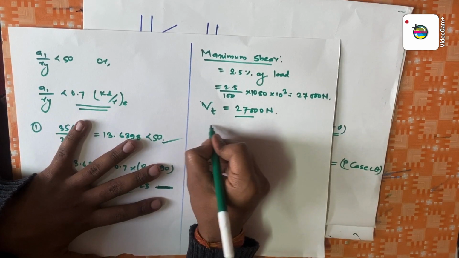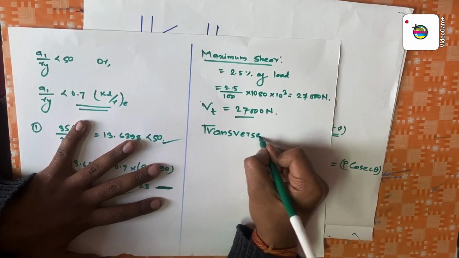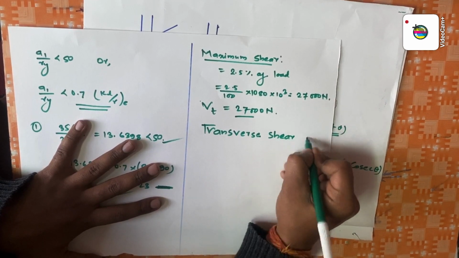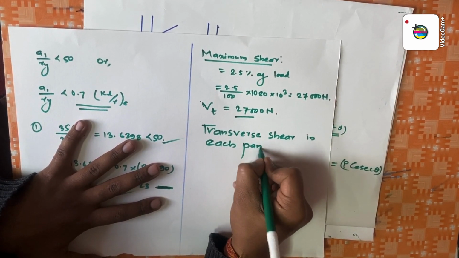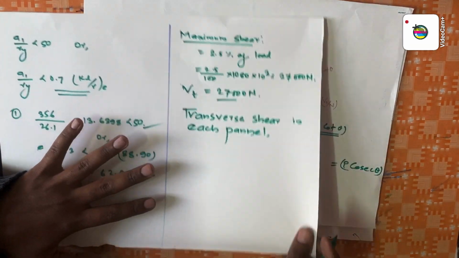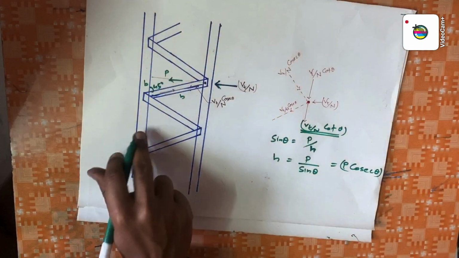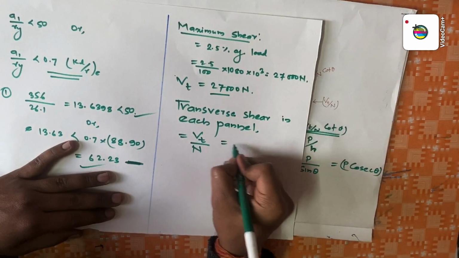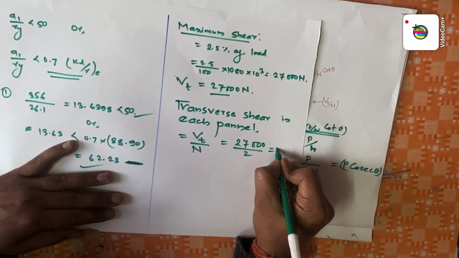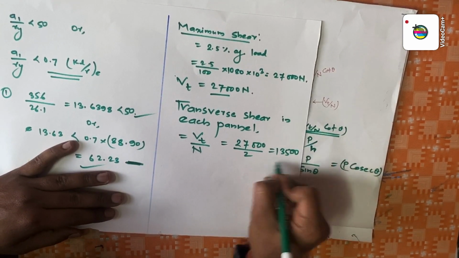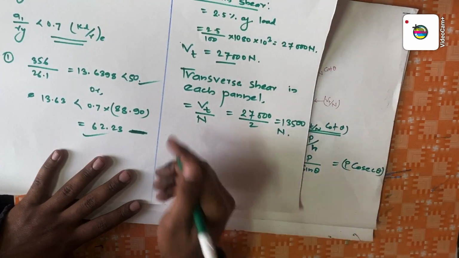Now the second one is transverse shear in each panel. So transverse shear will be Vt by n. We have two channels, so 27000 divided by 2 will give me 13500 Newton. Now we have to find out the compressive force in lacing bar.